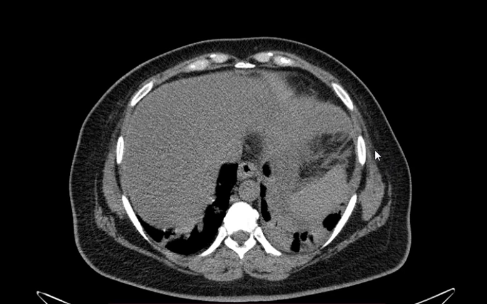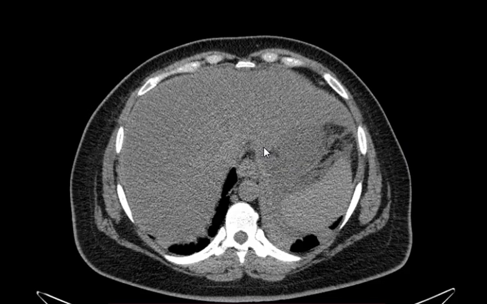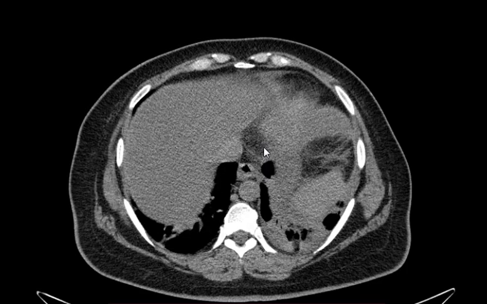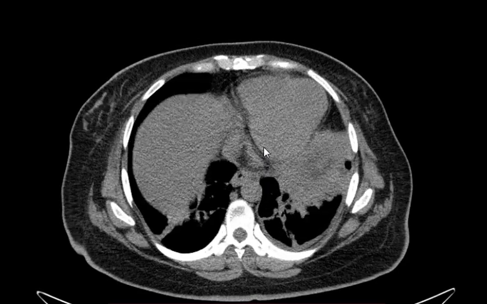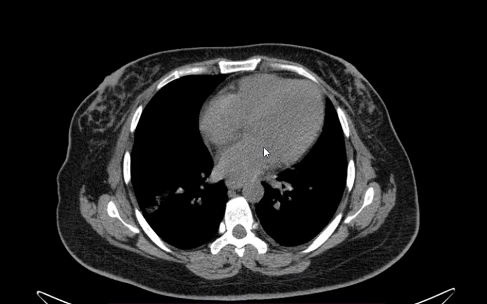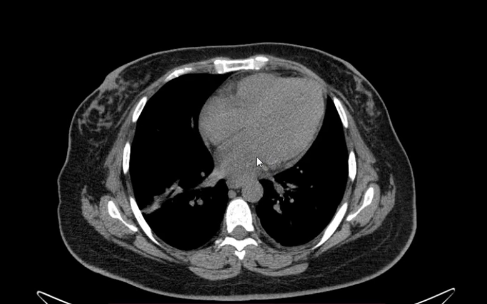This is a female, relatively young, 35, 36 years old, presented with upper abdominal pain. She is diabetic with chronic hypertriglyceridemia. Okay?